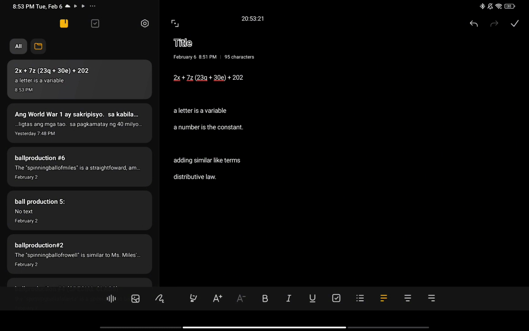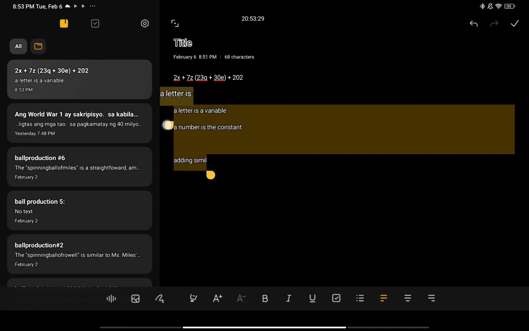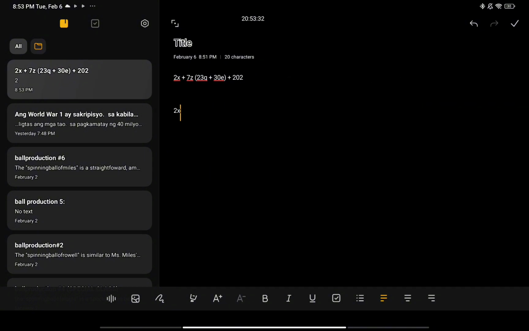So copy 2x plus, so let's start with 7z. You have to multiply the constants. So what is 7 times 23? 7 times 23 is equal to 161q.